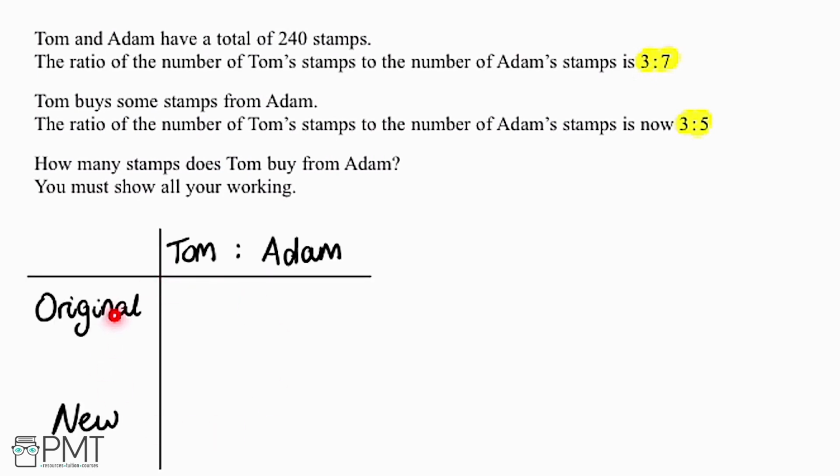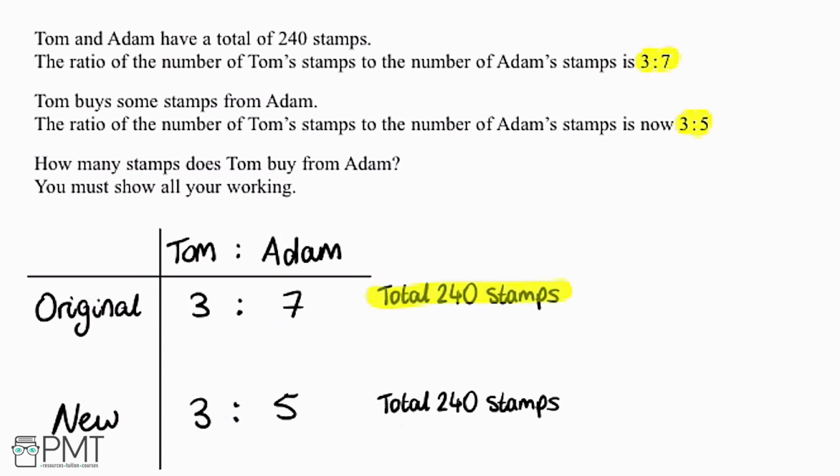So I'm going to start by filling in this table with some information from the question. Originally, the ratio of stamps between Tom and Adam is 3:7. And then after the transaction took place, it is 3:5. Now we know that all that has happened is that Tom has bought some stamps from Adam. So in each case, there's still the same amount of stamps. There's still 240 stamps each time.